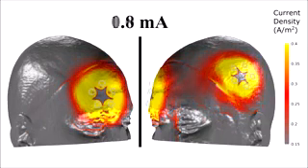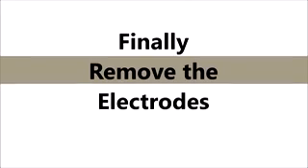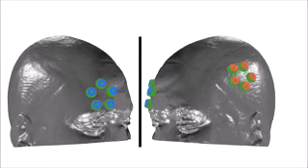Finally, the electrodes are removed once the electrical brain stimulation is completed and the current is completely turned off.